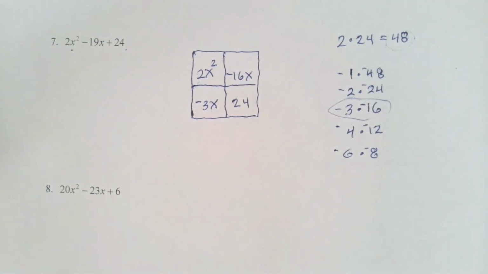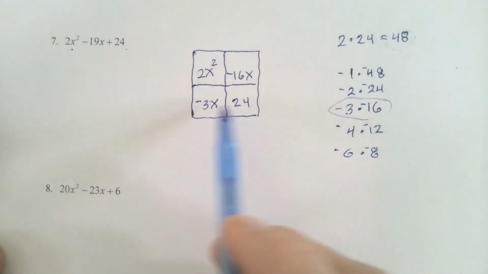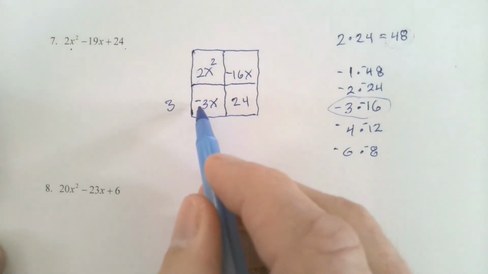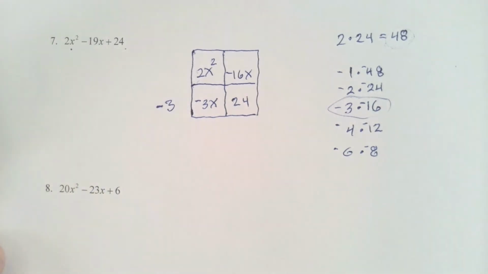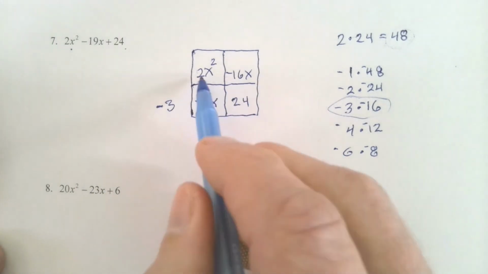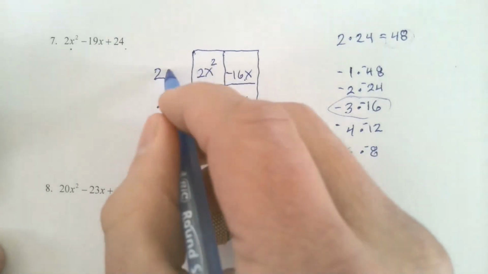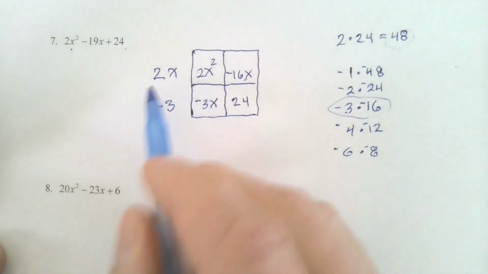Okay. What's the biggest number that divides both 3 and 24? Why, that's 3. Greatest common factor. Closest box is negative. What's the biggest number that divides 2 and 16? That's 2. But don't forget, these both have x's. And the closest box is positive, so I'm staying positive there.